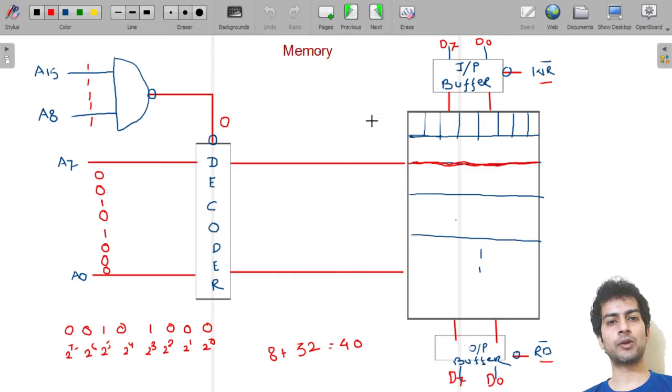So a range of memory we can vary. It is not dependent on the microprocessor. It is dependent upon the external hardware which we are connecting. It will depend upon the arrangement of this, how we are arranging it, what gates we are using here. And depending on that, our range will change.